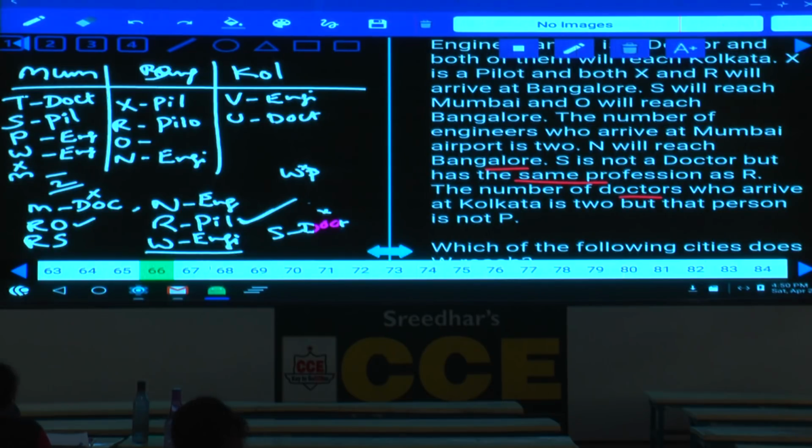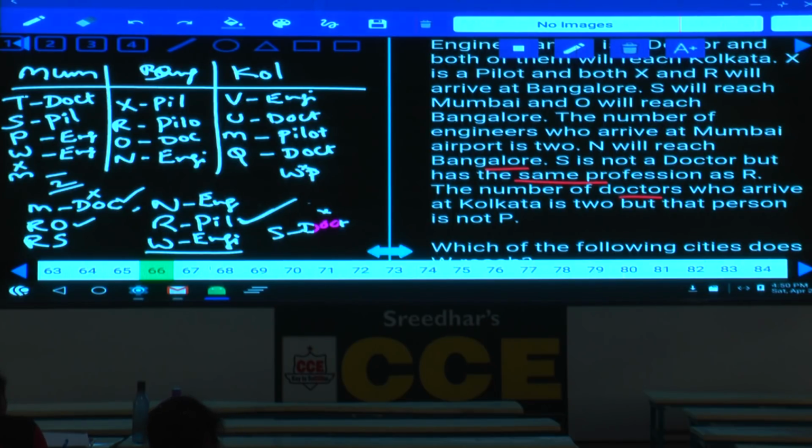If W is here, then who are the remaining 2 persons we have? U, V, and M and Q. Now out of M and Q, M is not a doctor. As M is not a doctor, M cannot be an engineer as well, hence M must be a pilot. If M is a pilot, how many pilots were completed? 4 pilots were completed, hence this O must be the doctor. If O is the doctor, then Q is again a doctor. Why is Q a doctor here? Because there must be 4 doctors, so Q is a doctor reaching Kolkata.